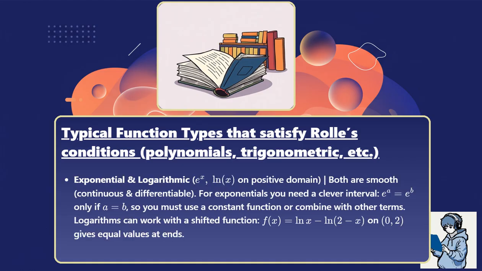Exponential and logarithmic: e to the x, natural log of x on the positive domain. Both are smooth, continuous, and differentiable. For exponentials, you need a clever interval. e to the a equals e to the b only if a equals b, so you must use a constant function or combine with other terms. Logarithms can work with a shifted function. f of x equals natural log of x minus natural log of 2 minus x on 0 to 2 gives equal values at the ends.